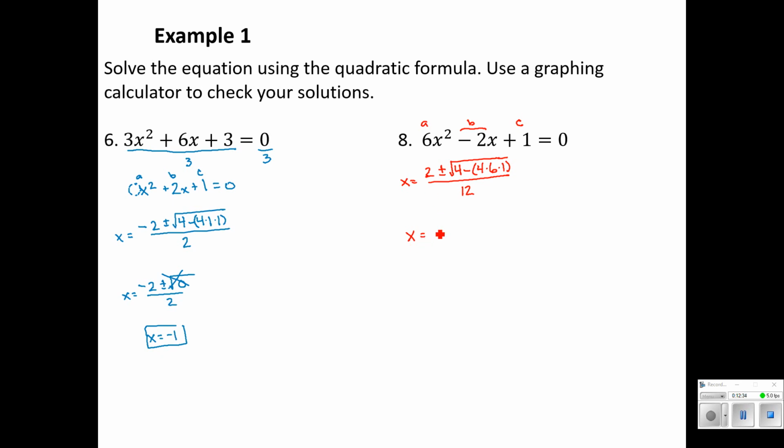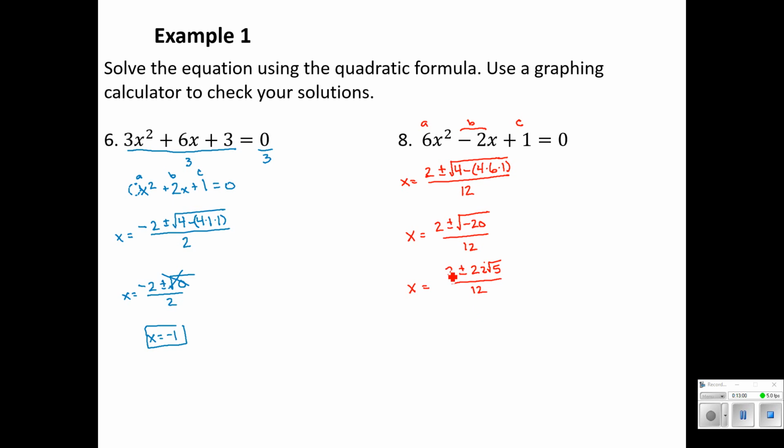So x equals 2 plus or minus the square root of, that will be 4 minus 24, -20, all over 12. 2 plus or minus, let's simplify that, -20, right? We can work with imaginary numbers now. That will be 2i root 5 all over 12.